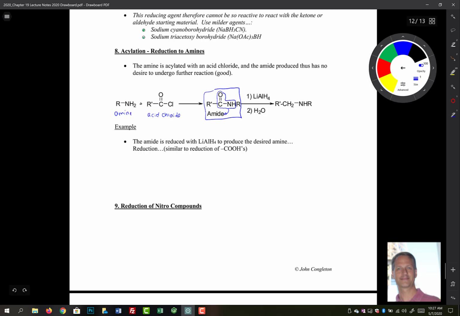So the interesting thing to point out here is that bond, and you probably already know this, but this is a new carbon-nitrogen bond here.